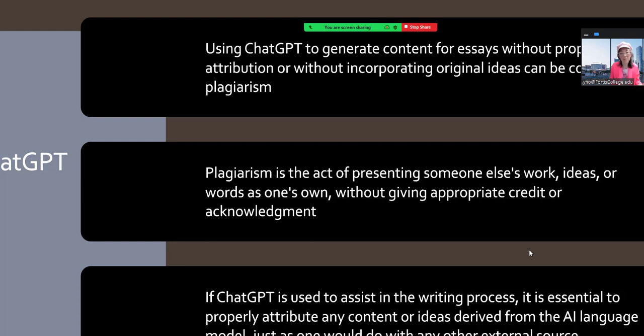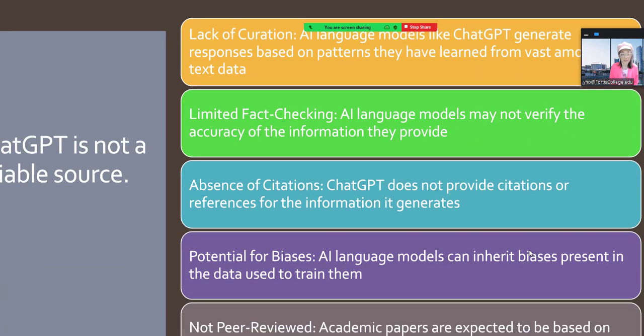It's still plagiarism. So plagiarism is the act of presenting someone else's works, ideas, or words as one's own without giving appropriate credit or acknowledgement. So if ChatGPT is used to assist in the writing process, it is essential to properly attribute any content or ideas derived from the AI language model, just as one would with any other external source.